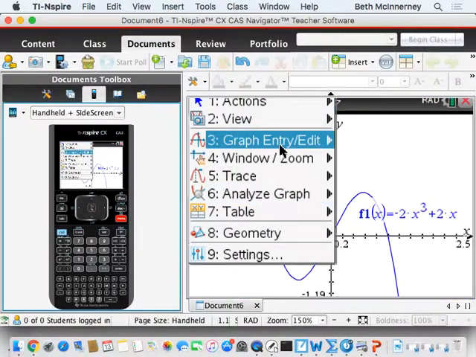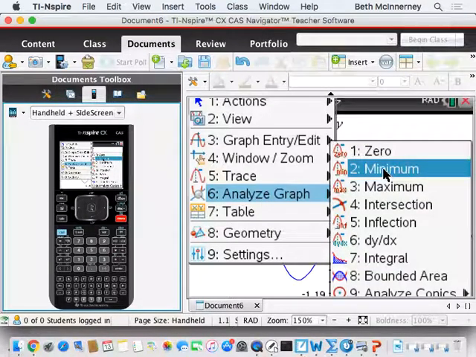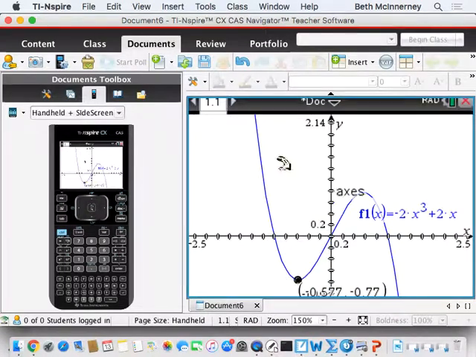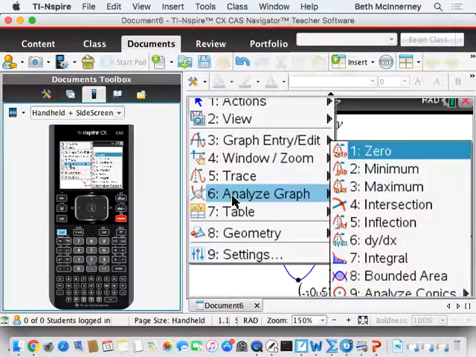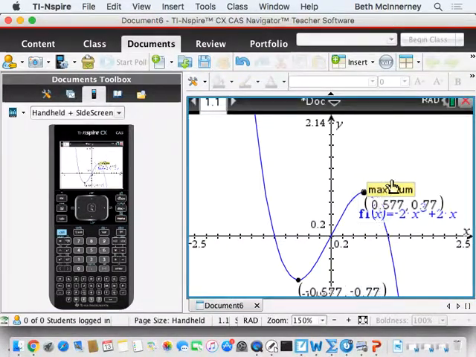So you press Menu, number 6, and I'm going to get the minimum first. Let me repeat that. You press Menu, number 6 is Analyze the Graph, and then I'm going to do minimum. So you just use your little mouse pad on the graphing calculator, tap a little to the left, a little to the right, and I'm getting negative 0.577 and negative 0.77. Let's go get the other one. So you go Menu, Analyze, and that one's a maximum. Tap left and right. Oh, you're right.